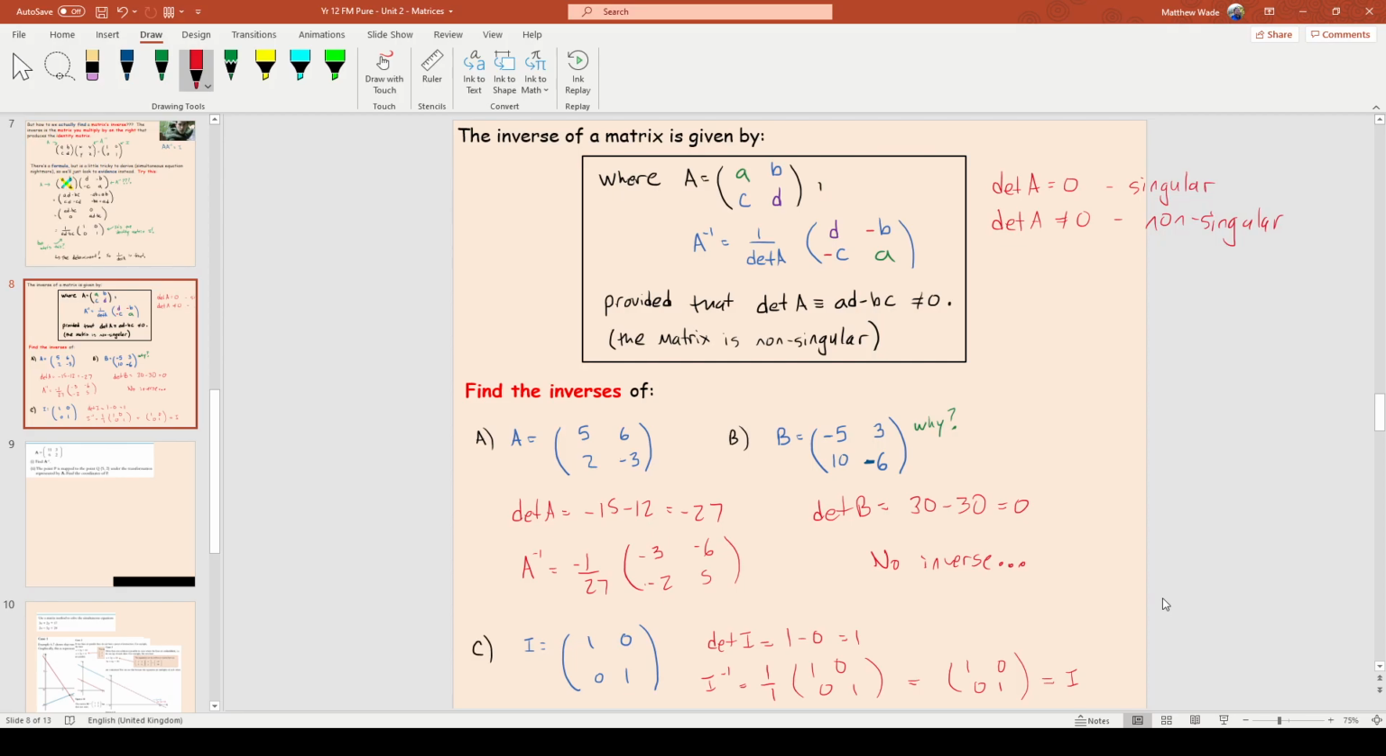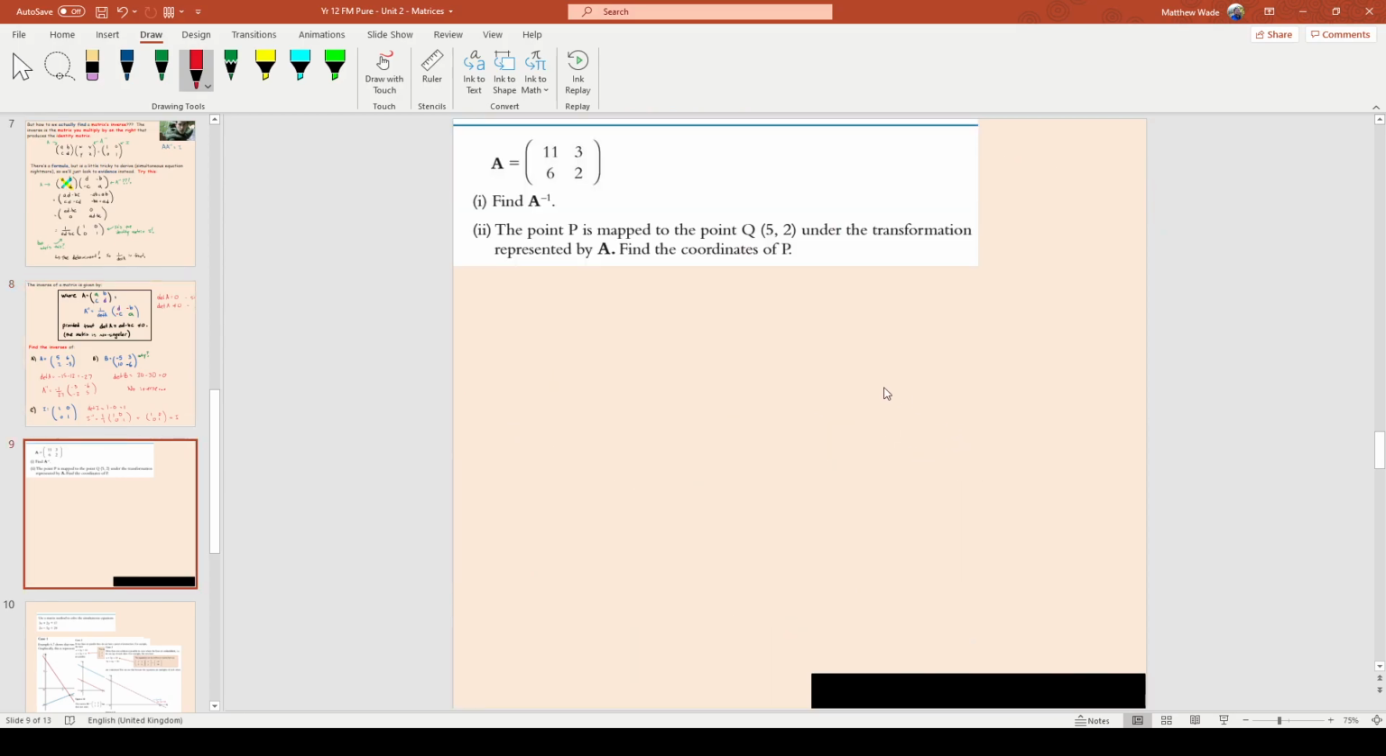When you times by it, it did nothing. It's like timesing by 1. It's like adding 0. It's the identity. It's the one that doesn't make any difference in the operation that you're doing. So to undo nothing, what do? Nothing. That's why I is its own inverse. Happy days.